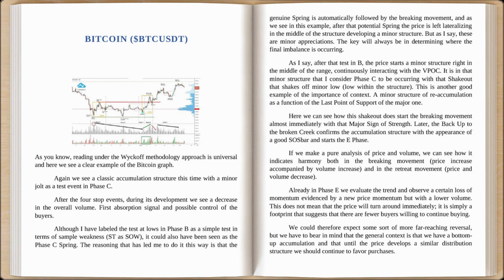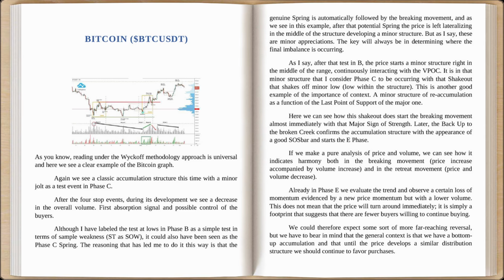As I say, after that test in B, the price starts a minor structure right in the middle of the range, continuously interacting with the VPOC. It is in that minor structure that I consider phase C to be occurring, with that shakeout that shakes off a minor low within the structure. This is another good example of the importance of context. A minor structure of reaccumulation as a function of the last point of support of the major one. Here we can see how this shakeout does start the breaking movement almost immediately with that major sign of strength.